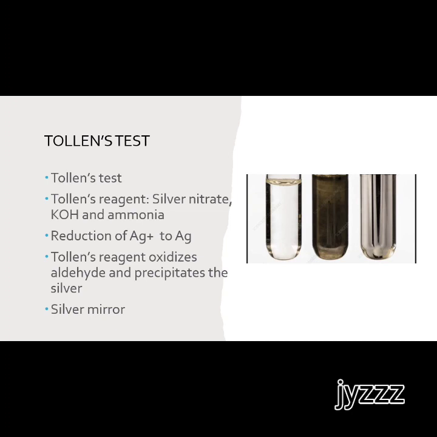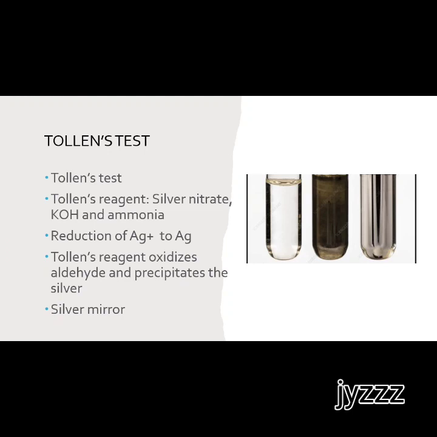Please don't confuse your Tollens test with your Tollens phloroglucinol test. Your Tollens phloroglucinol test is a test for your galactose. A red precipitate is the positive result for it. Again, please don't confuse your Tollens test, or silver mirror test, with your Tollens phloroglucinol test.